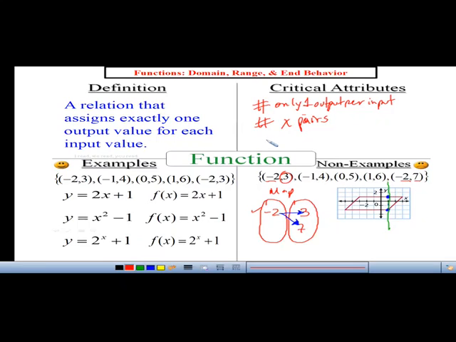What else? One more. Hayden, hashtag what? Relation. Relation. That is correct. A function is a relation. Yep. All right. So now that we have that, let's move on.